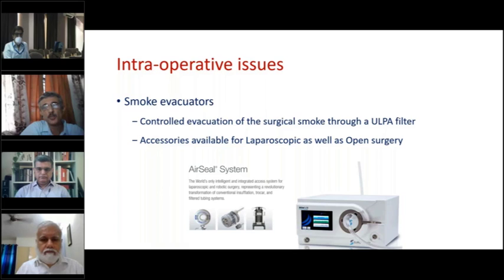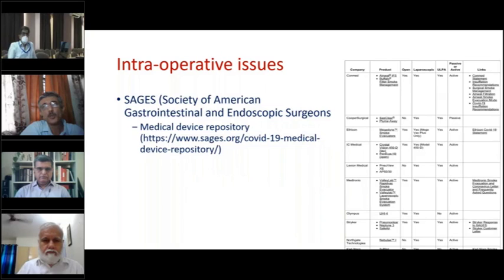This is probably the most expensive one in the market, and I can tell you that we spend about 15 to 20,000 per case in only disposables for this in use. However, there are others, the prominent ones being the Ethicon Johnson and the Medtronic smoke evacuators, which are running their bids in our country. The list is available on the SAGES website, the Medical Device Repository, and they have their own disposables, so there is added cost to surgery.